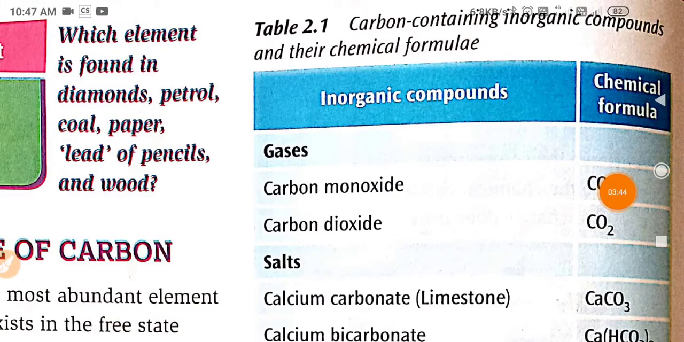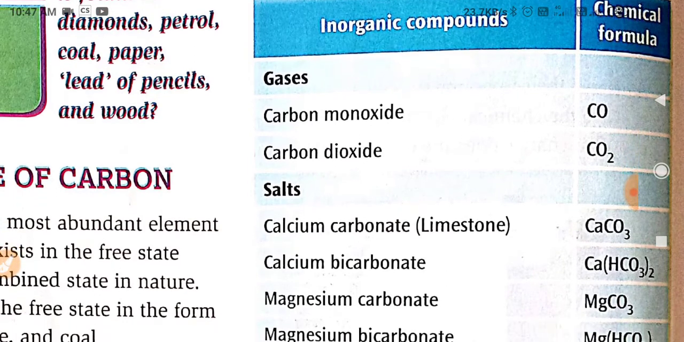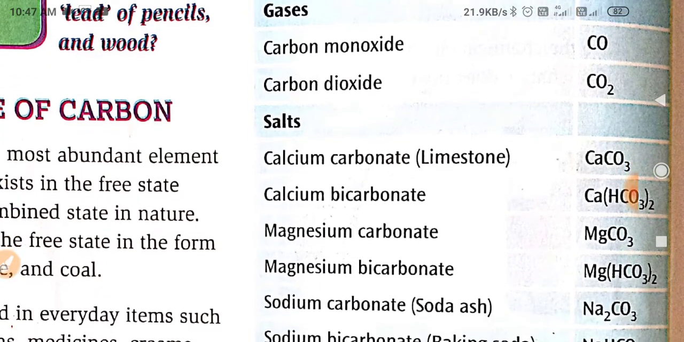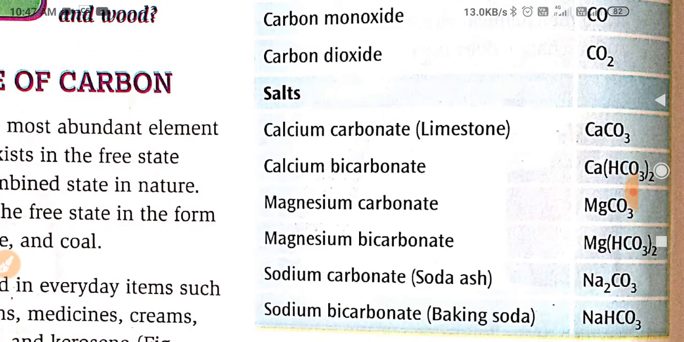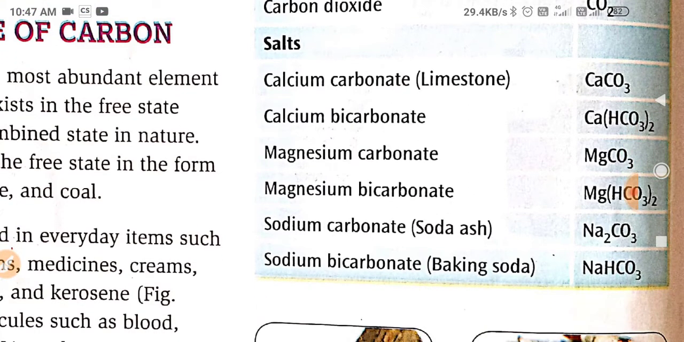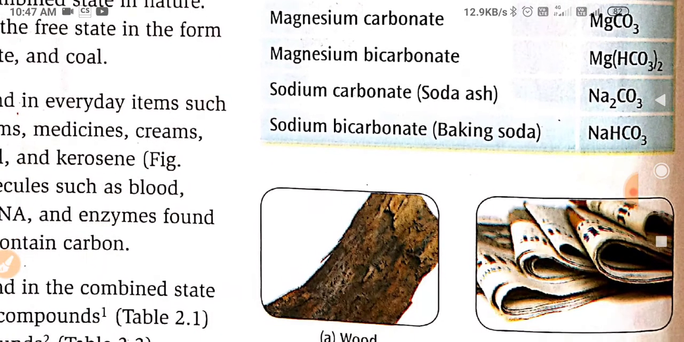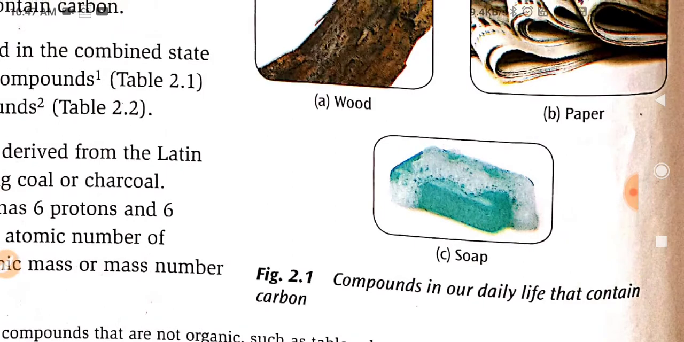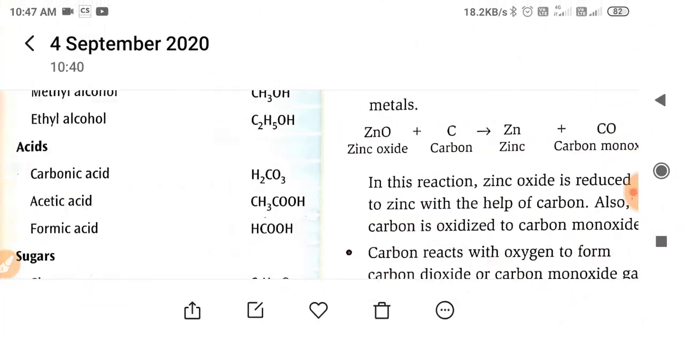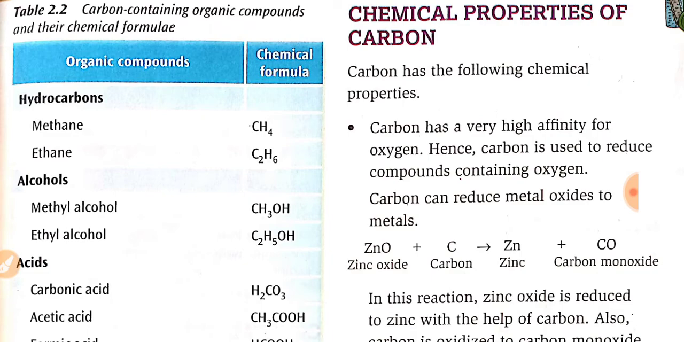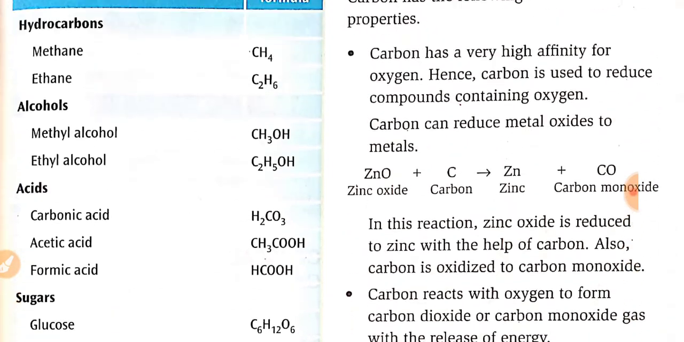So here is a list of carbon containing inorganic compounds and their chemical formula. Okay, carbon monoxide CO, carbon dioxide CO2. And some salts are also there: calcium carbonate, limestone CaCO3. Okay, calcium bicarbonate, magnesium bicarbonate, sodium carbonate, soda ash, also known as Na2CO3, written as its chemical formula, sodium bicarbonate, baking soda. And in this table we will see some organic compounds and their chemical formula.